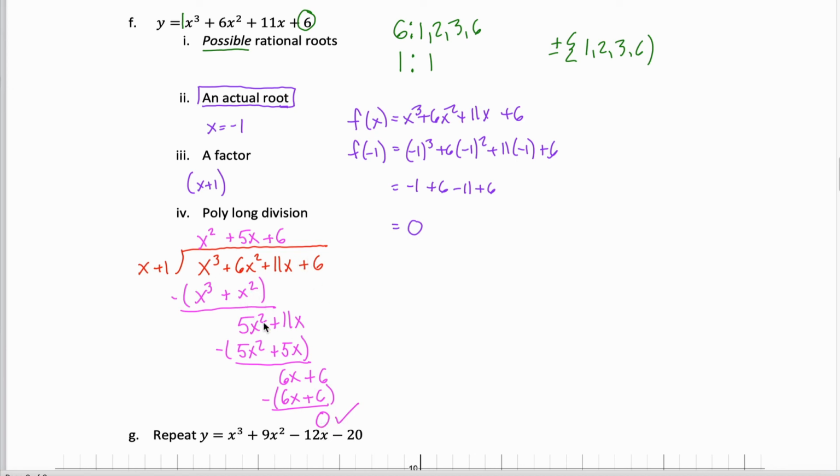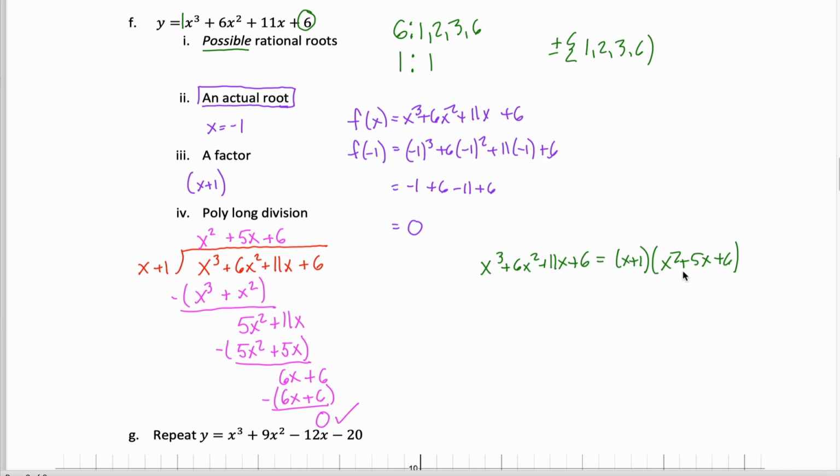It's really easy to make an arithmetic mistake when you're going through here and doing this algorithm. But the good news is there's this built-in check. If you don't get a remainder of 0, go back and double check your work and figure out what went wrong. But I did get a remainder of 0, so what that tells me is that my original polynomial, x cubed plus 6x squared plus 11x plus 6, can be written as x plus 1, the factor that I found, times x squared plus 5x plus 6, the quotient when I did polynomial long division.